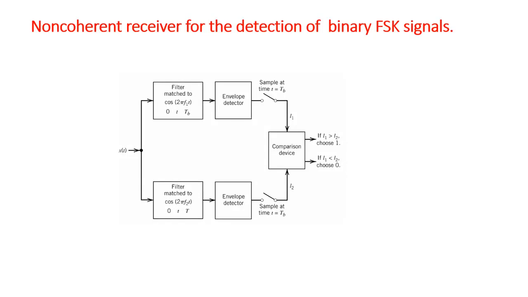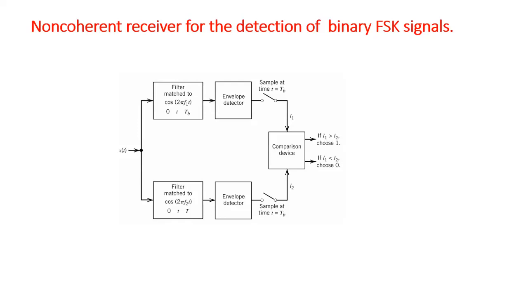Already we have discussed what the matched filter is, I think in the previous classes. The correlator, that is a multiplier followed by an integrator, is replaced by the matched filter. So I am using here a matched filter, and each filter is matched to one of the carrier frequencies. The upper path filter is matched to the frequency f1, and the lower path filter is matched to the frequency f2, and the output of that is given to the envelope detector. I hope you are aware of what an envelope detector is, right? It is one of the simple detector circuits which is also used in the AM receiver. It is just one diode and then a low pass filter.